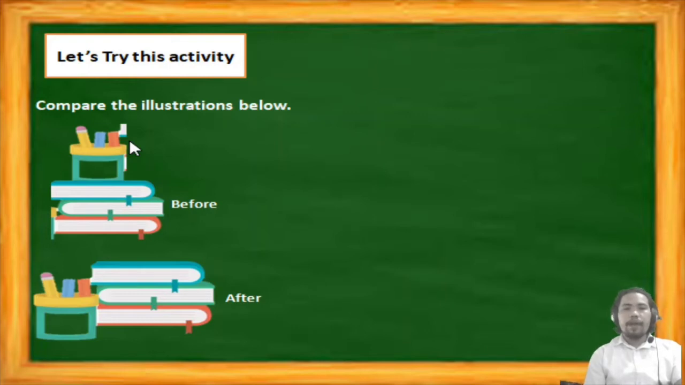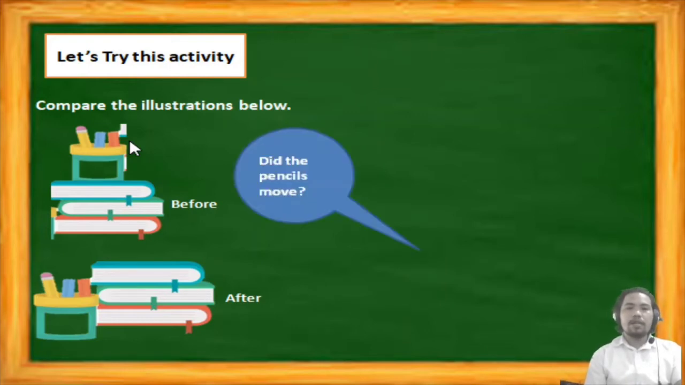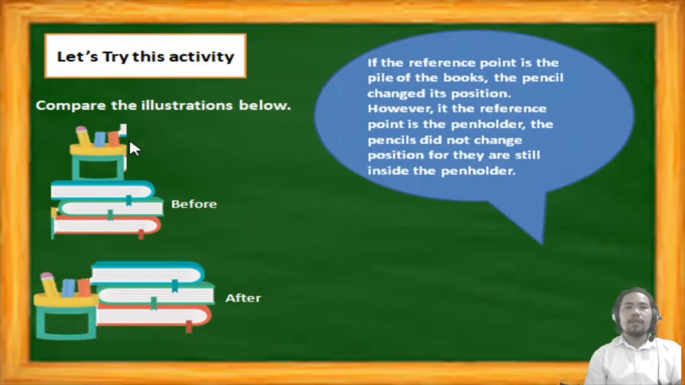Let's try and compare the two illustrations. Did the pencils move in the first picture? How about in the second picture? If the reference point is the pile of the books, the pencil changed its position, so the pencil is moving. However, if the reference point is the pen holder, the pencils did not change position, for they are still inside the pen holder.